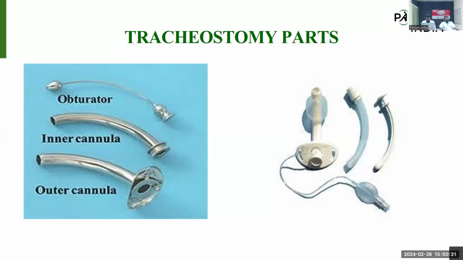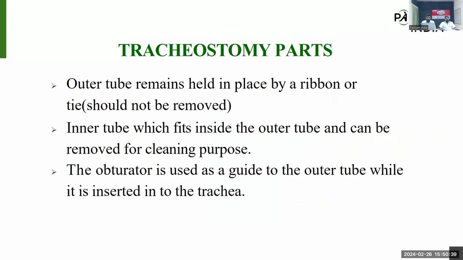Then the obturator, in the initial stage, we use as a guide for the procedure. Next. So tracheostomy, as I already told, has an outer tube and inner tube. According to the parts, the management and the care also will vary.